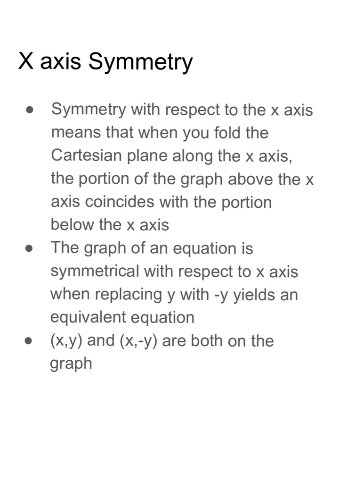X-axis symmetry. This is symmetry with respect to the x-axis, which means that when you fold the Cartesian plane along the x-axis, the portion of the graph above the x-axis coincides with the portion below the x-axis. The graph of an equation is symmetrical with respect to the x-axis when replacing y with negative y yields an equivalent equation. So thus the points (x, y) and (x, negative y) are both on the graph.